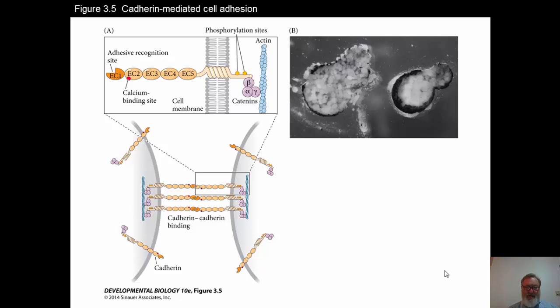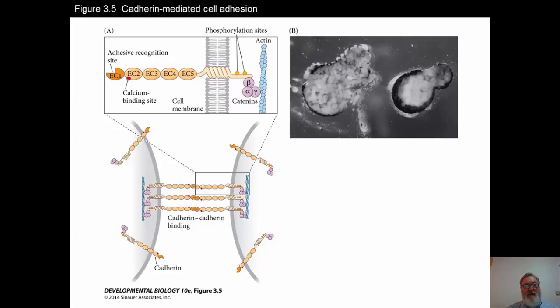Cadherins are transmembrane proteins that interact with the cadherins from other cells, and we can see that in this illustration here, where the cadherin goes across the cell membrane, and it has 5 subunits which are all calcium binding. They have a calcium binding site. In fact, it is calcium-dependent adherin. That's how it got its name, calcium adhesion.